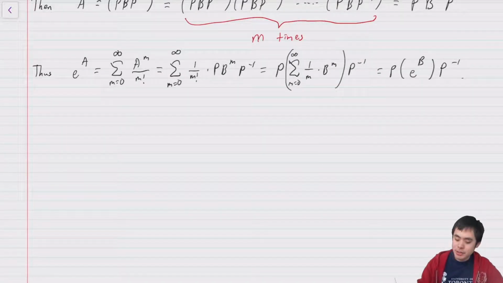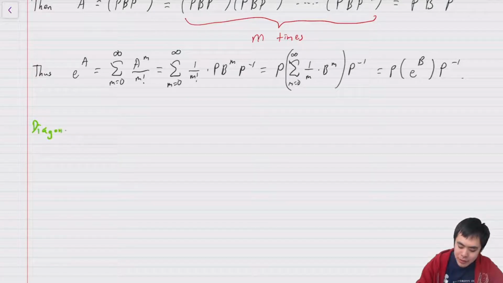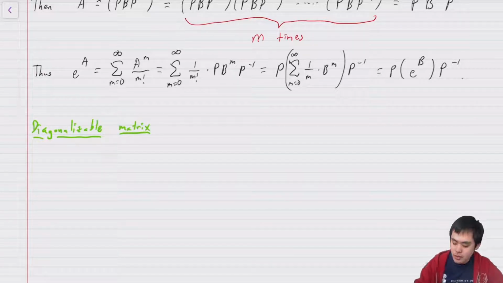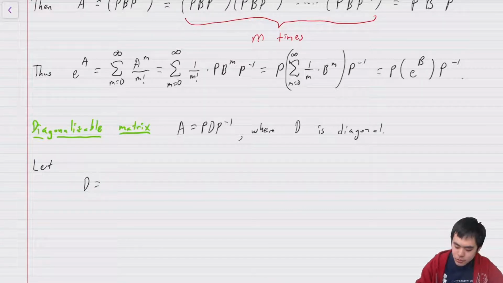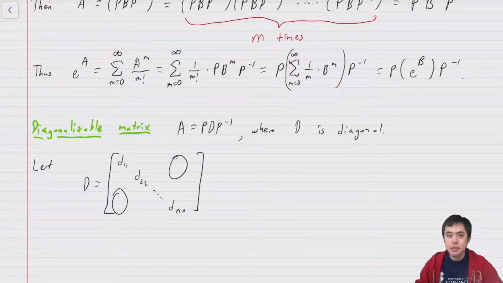And this has some nice consequences. In particular, if you have a diagonalizable matrix, computing the matrix exponential is really quite easy. So let's say we have a diagonalizable matrix A equal to P D P inverse, where D is diagonal. So let's go ahead and let D be equal to D11, D22, all the way through DNN, and zeros everywhere else. I'm not always going to write the zeros in, but you should just assume that this is a diagonal matrix.